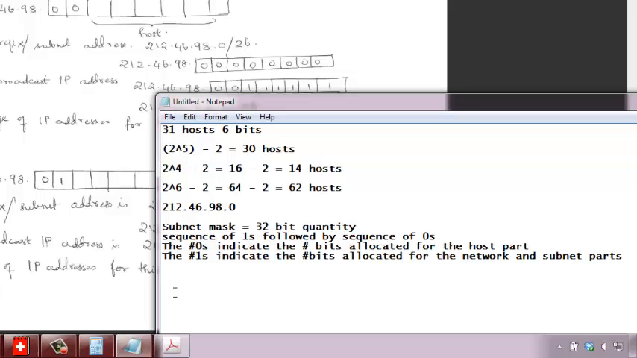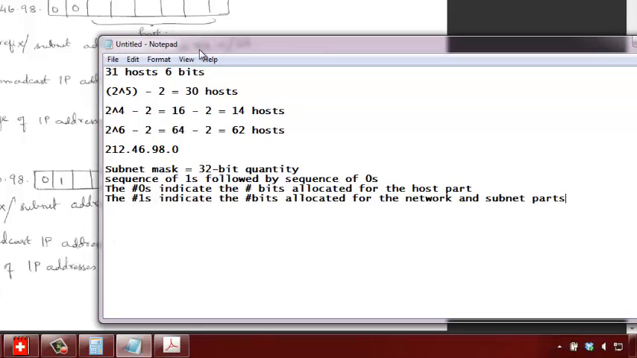Okay, so in this case, how many bits do we have for the host part? We have 6 bits, right? So it will be 6 bits for the host part, and 32 minus 6, which is 26 bits, for the network plus subnet parts put together, right?